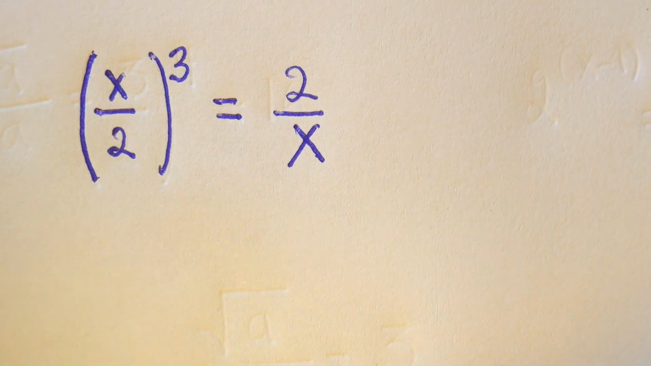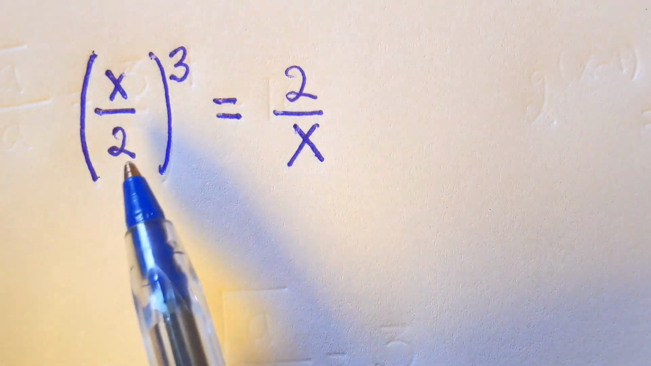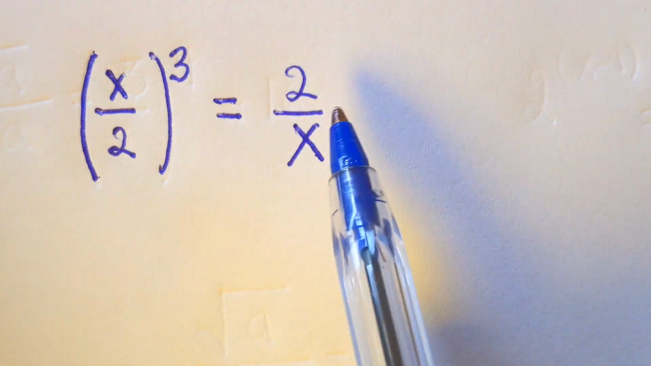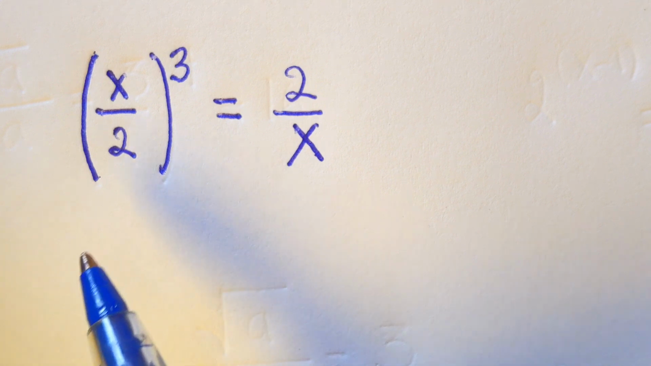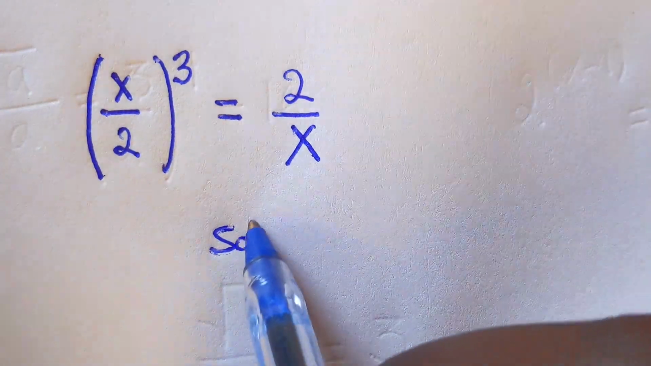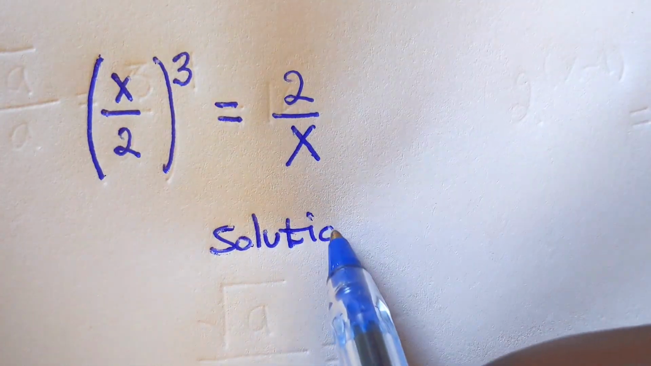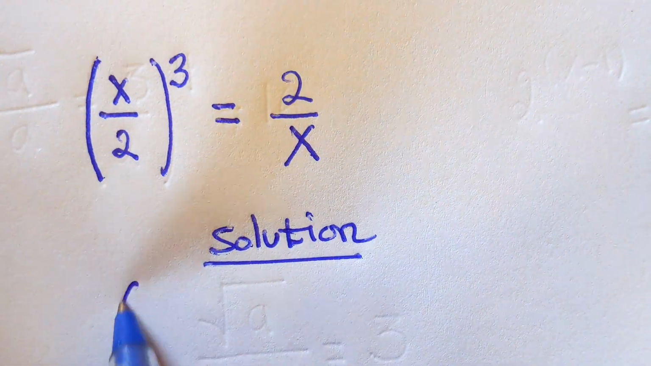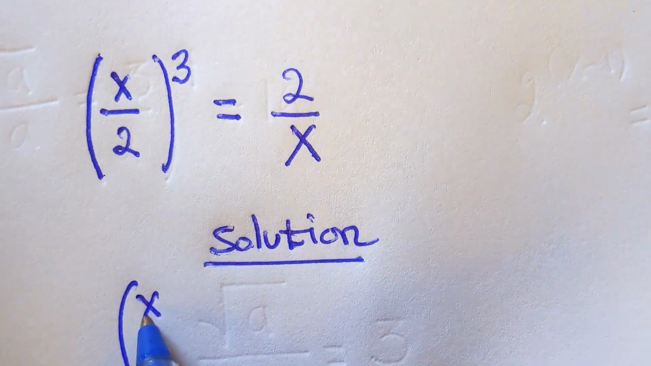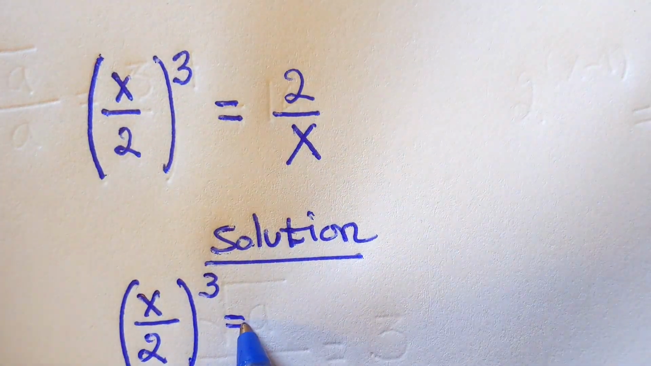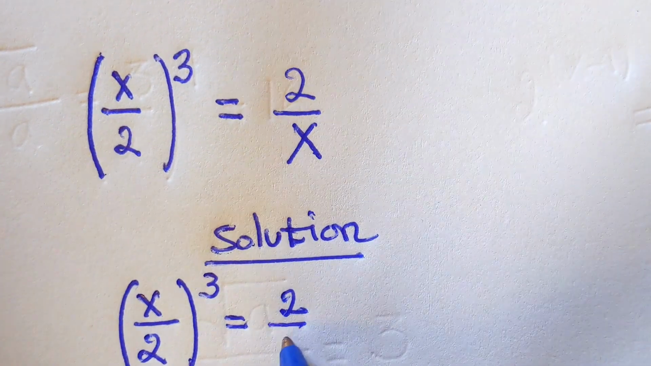Hello everybody, welcome to this platform. In today's video we have been given a question: (x over 2) raised to the power of 3 equals 2 over x, and we are supposed to find the value of x. Let's provide the solution right here, and very quickly. The first thing is to copy what we have: (x over 2) raised to the power of 3 equals 2 over x.